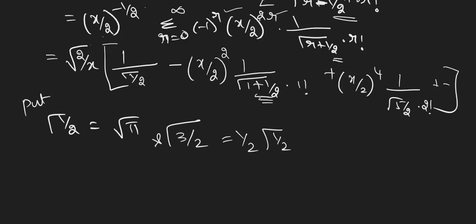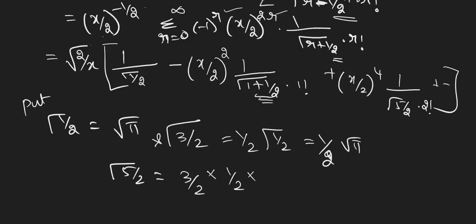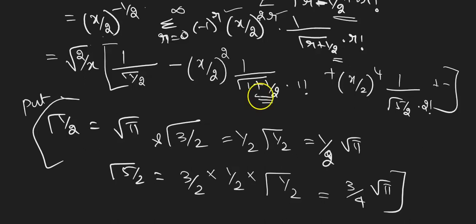2 into gamma of 1 by 2, that is equal to 1 by 2 into root pi, and gamma of 5 by 2 is equal to 3 by 2 into 1 by 2 into gamma of 1 by 2. Which is nothing but 3 by 4 into root pi. We are going to substitute all these things in the above equation.